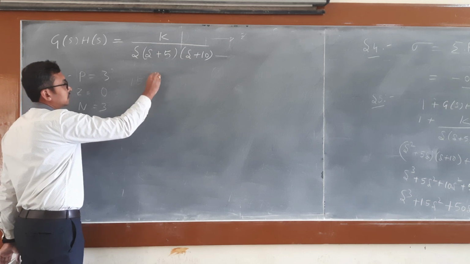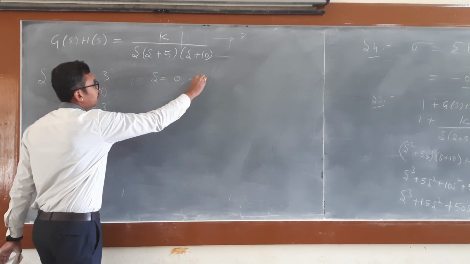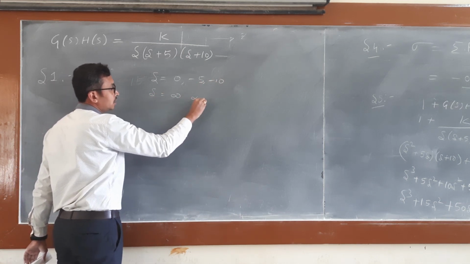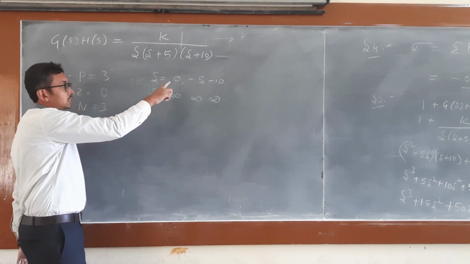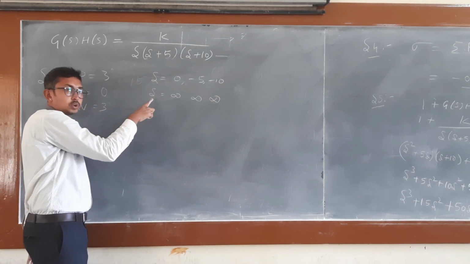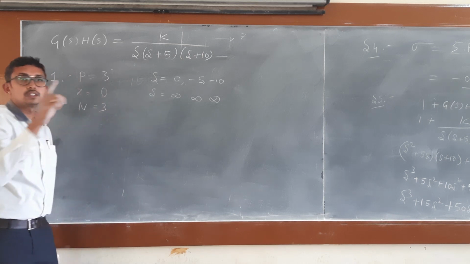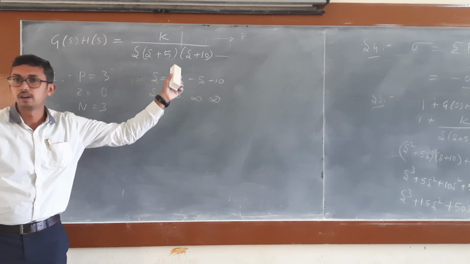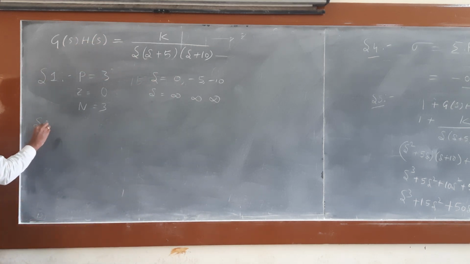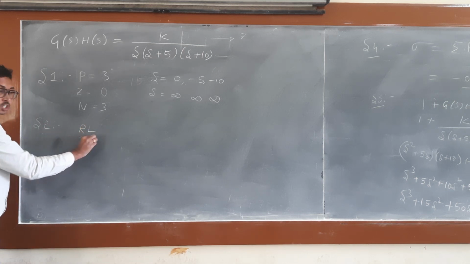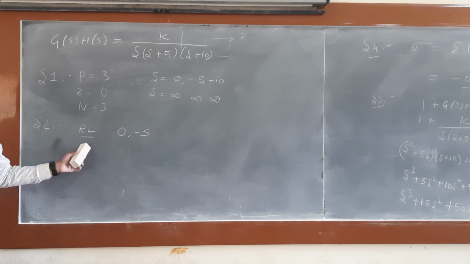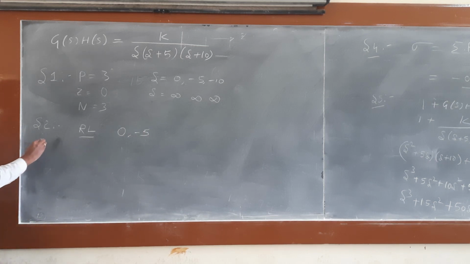Starting points of the branches are s is equal to 0, minus 5, minus 10. Ending points are infinity, infinity, infinity. The branches start from the poles and end at the zeros. Since we don't have any zeros, all the branches end at infinity. This is step number 1. From step number 2, we predicted that the root locus is possible between 0 and minus 5. This is step number 2.